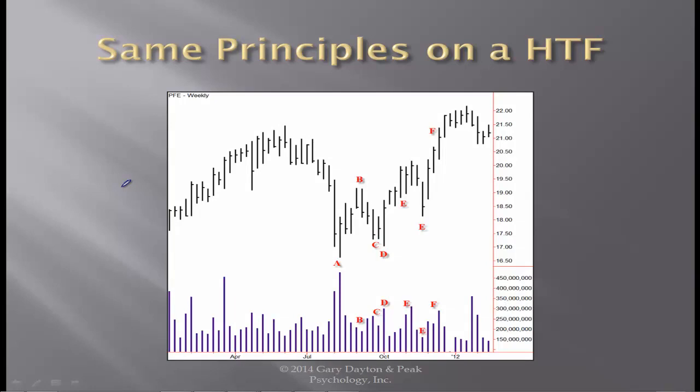All right. Same principles on a higher time frame. This is Pfizer on a weekly chart. What do we have at A? Stopping volume over a couple of bars. We're coming down strong, but look at the volume come in even bigger here, and look at the firm close, and that only buying can do that after you've got this much selling coming in.